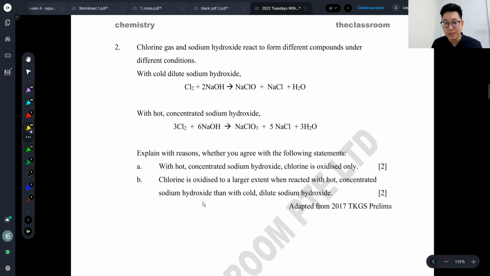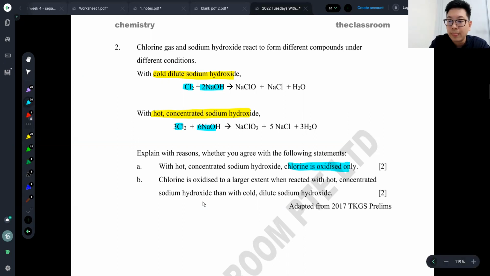All right, next one here is this. You're given chlorine gas and sodium hydroxide react. Here we have cold dilute sodium hydroxide. Here we have hot concentrated sodium hydroxide. So chlorine and sodium hydroxide react differently. It's the same reactants, but one cold, one hot, one dilute, one concentrated. With hot concentrated sodium hydroxide, chlorine is oxidized only.